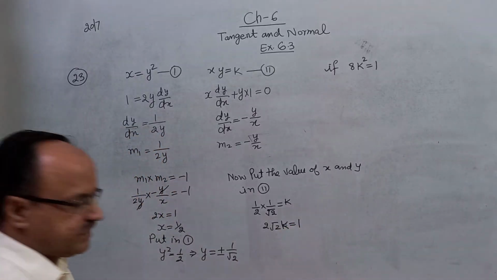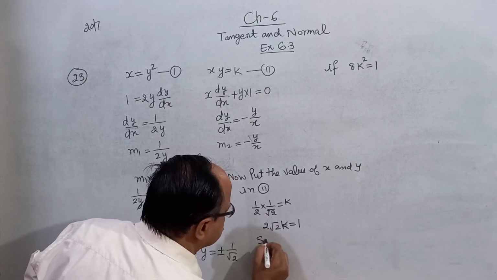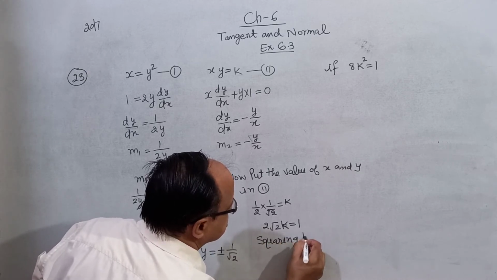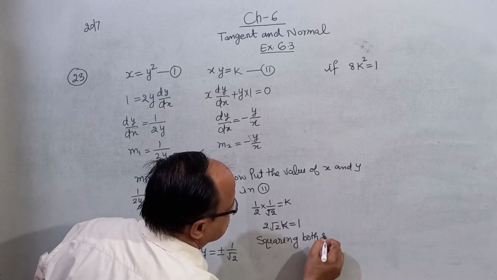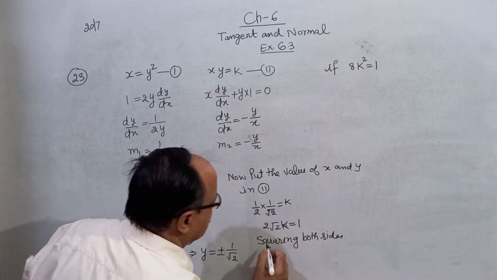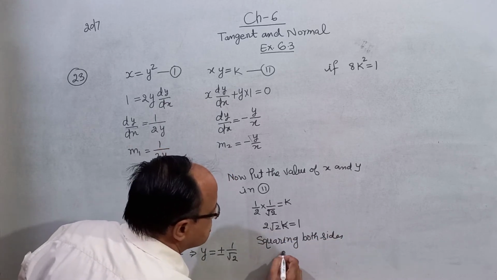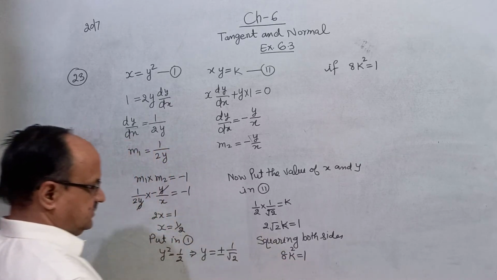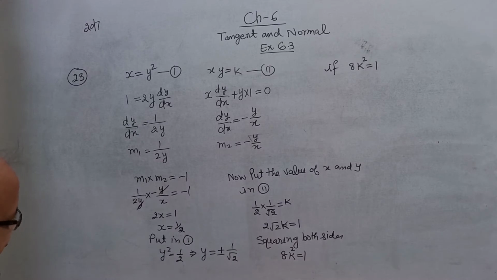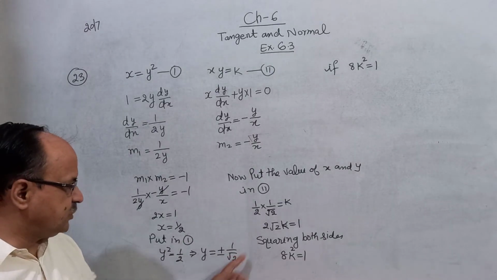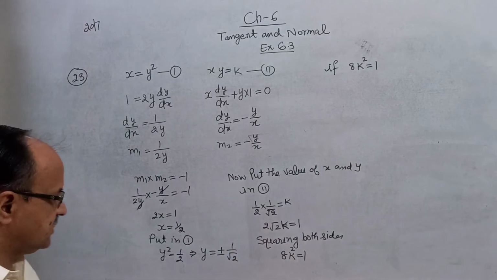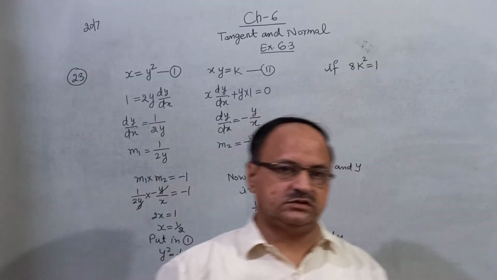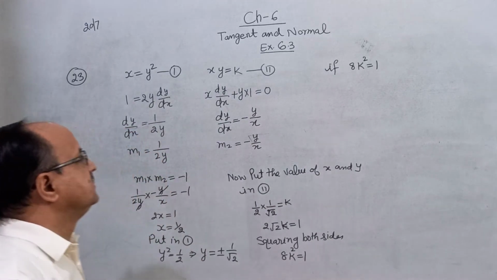Now squaring both sides. 2 root 2 square, that is 8, k square is equal to 1. Okay. When you put minus 1 by root 2, the same situation. Squaring both sides, you will get 8k square is equal to 1. Clear? This is a very important question.